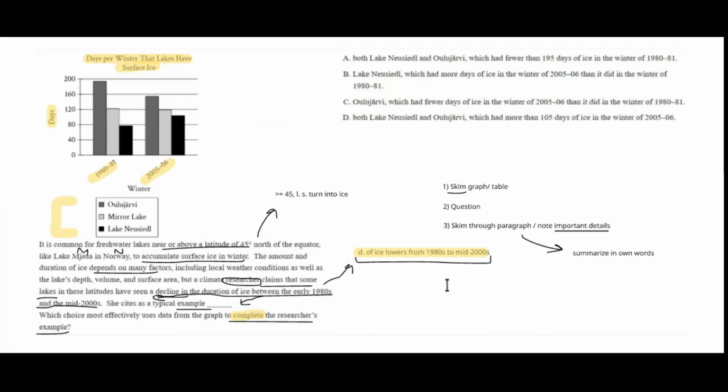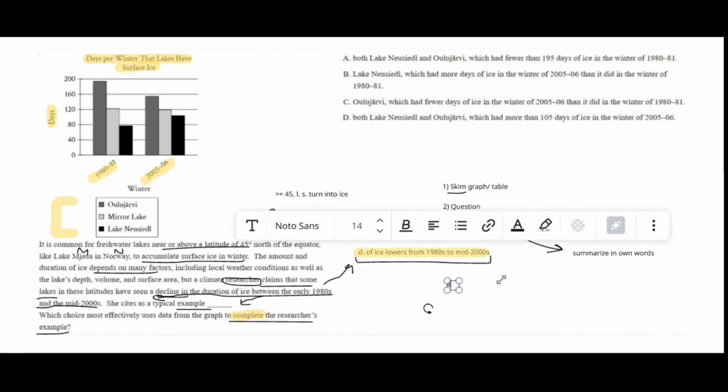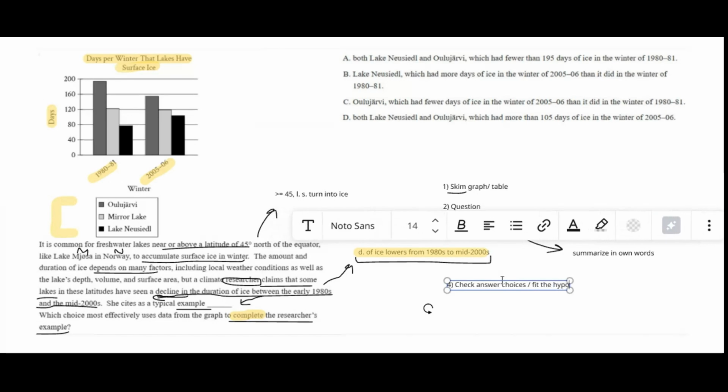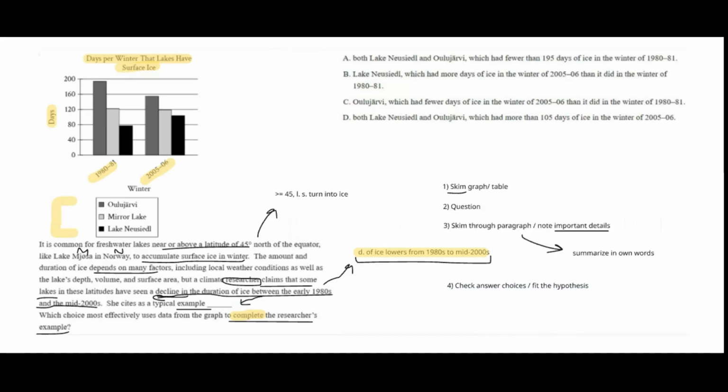We need to find something that proves that from the 1980s to mid-2000s there was a downward skew, or lower returns in the number of days. And this brings us to our fourth step, which is to check the answer choices and check if they fit our hypothesis.